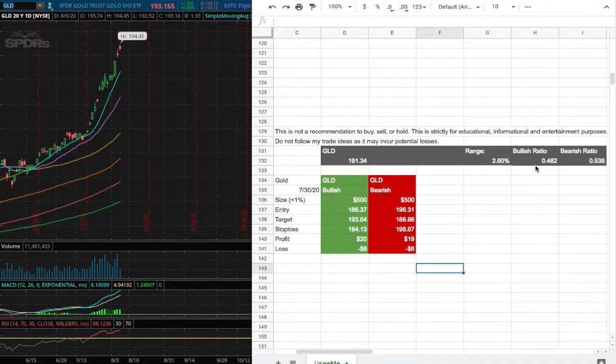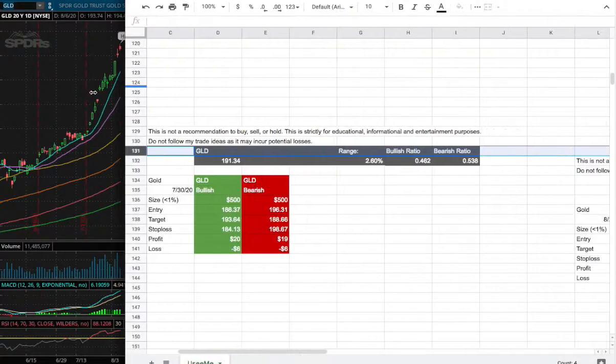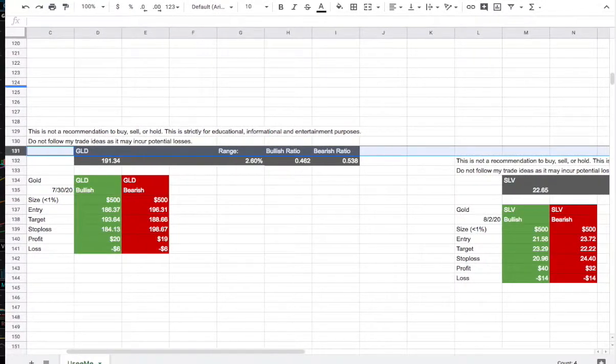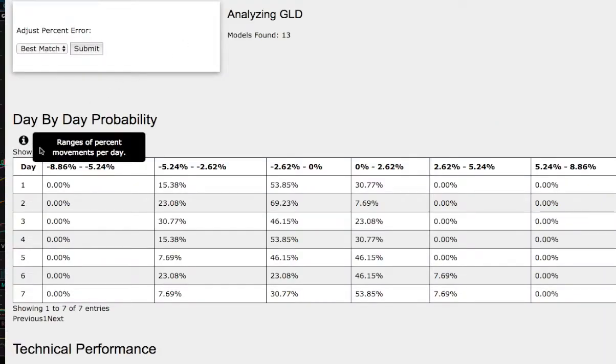And how did I develop this trade idea? The range and bullish and bearish ratios come from the day-by-day probability model that comes from the model right here. So this is available in the link below.